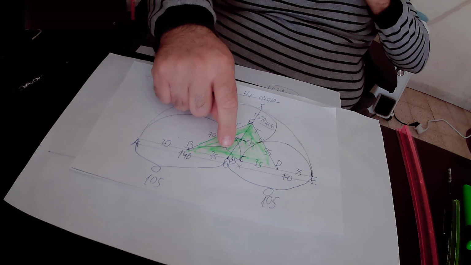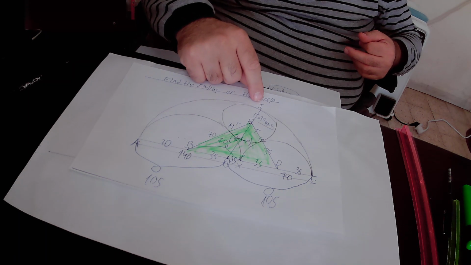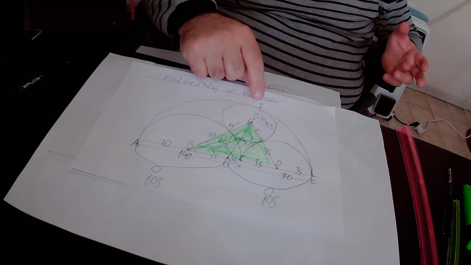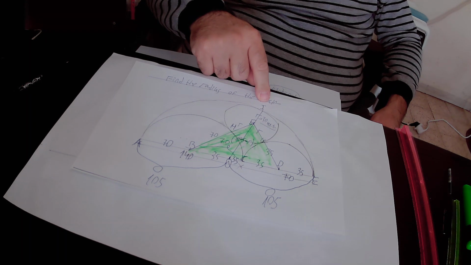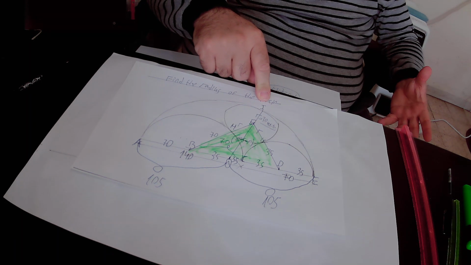Must pass through their touching point. That is to say, it must pass through point I, that is their touching point. Or OFI is one straight line. Again, OFI is one straight line according to rule number 10.